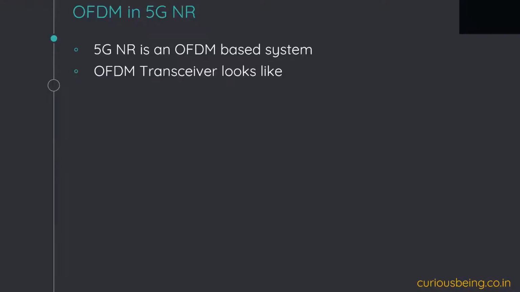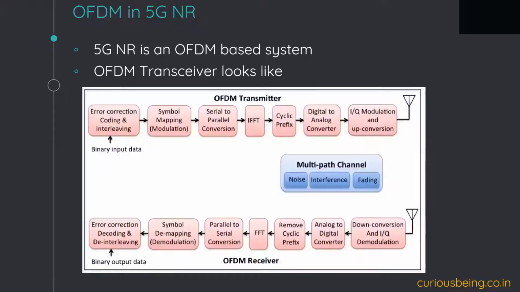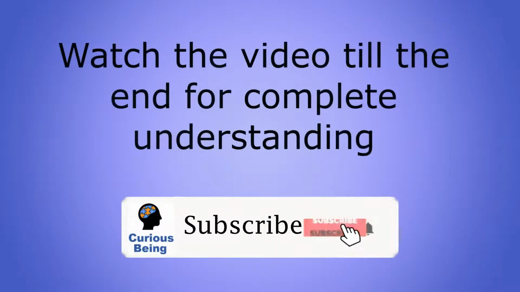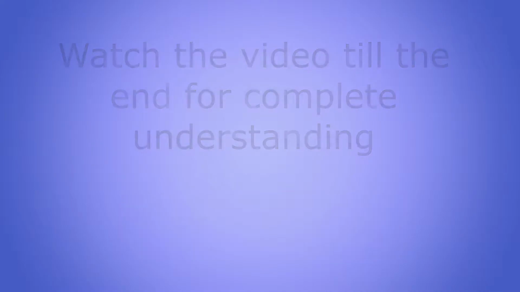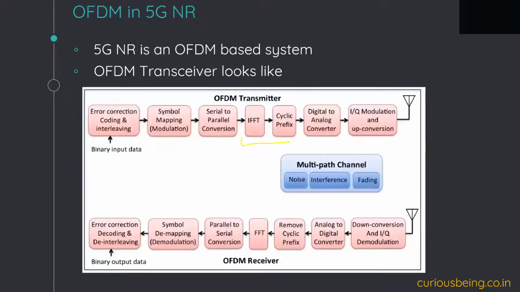Okay, so now the OFDM in 5G NR. We know that 5G NR is an OFDM-based system, and this is how a transceiver looks for 5G NR. Here we can spot these two blocks: this is the IFFT, then we are adding the cyclic prefix. Then on the receiver part, we are first removing the cyclic prefix, then taking the FFT. So more or less, this is the OFDM block diagram for 5G NR.